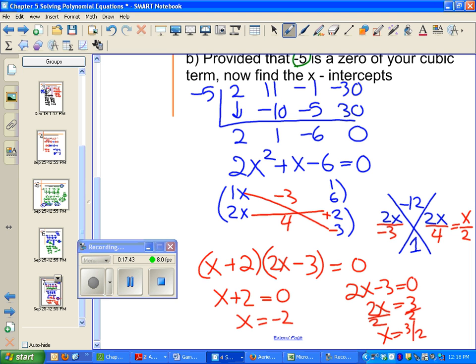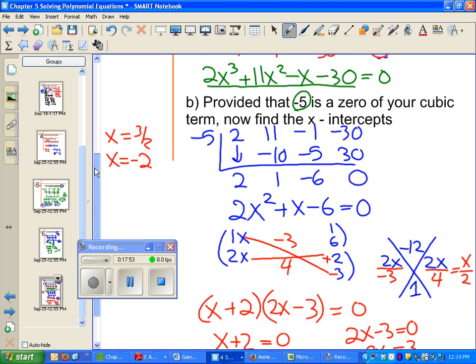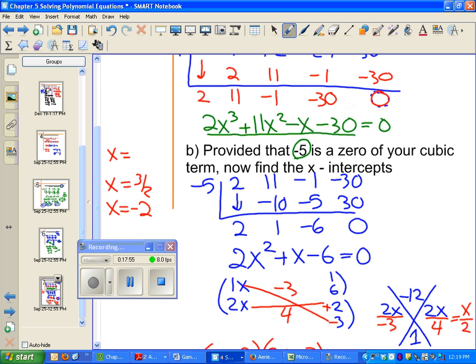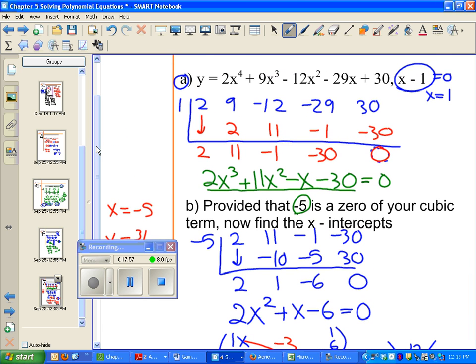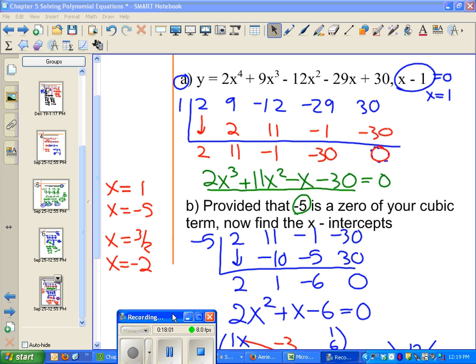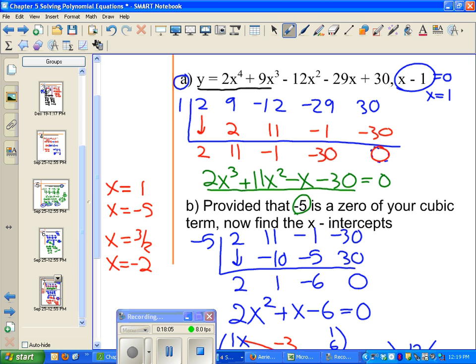All right, so all of my x-intercepts for my original function, let's see, we have x equals negative 2, x equals 3 halves, x equals negative 5, and x equals 1. So all of these are x-intercepts for my original function, right?